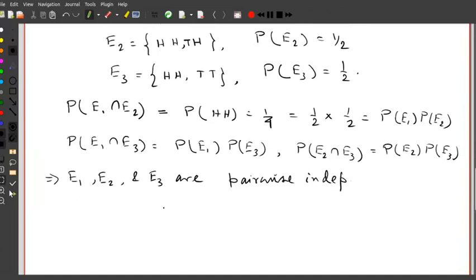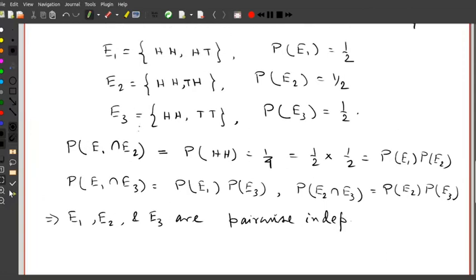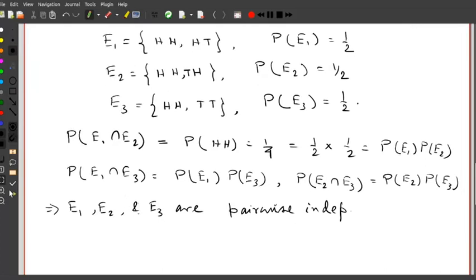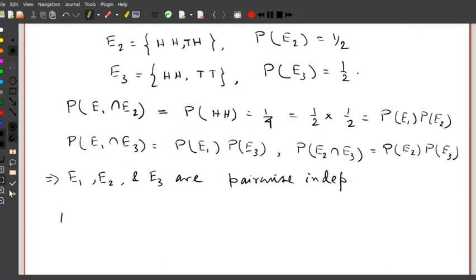Now, suppose I want to check if E1, E2, E3 are mutually independent or not. So what I have to do is check whether probability of E1 intersection E2 intersection E3 is same as probability of E1 multiplied by probability of E2 multiplied by probability of E3 or not. And in this case, you can check that probability of E1 intersection E2 intersection E3, which is basically probability of head-head.